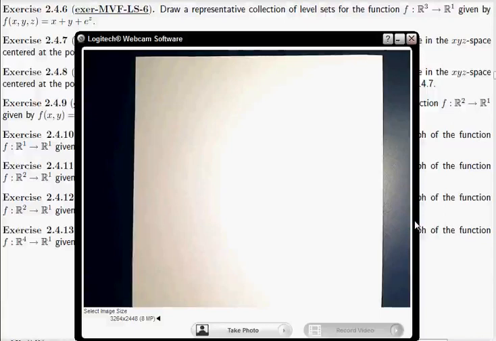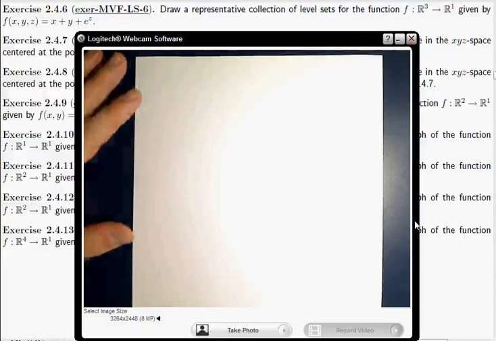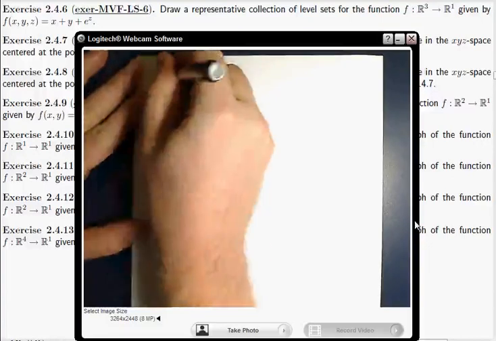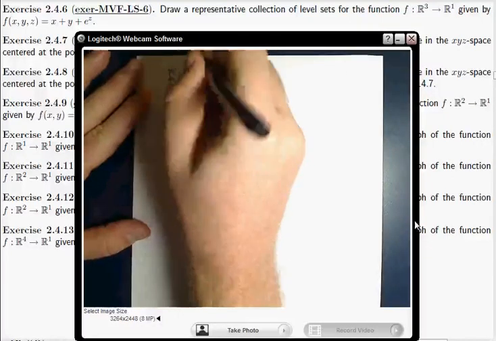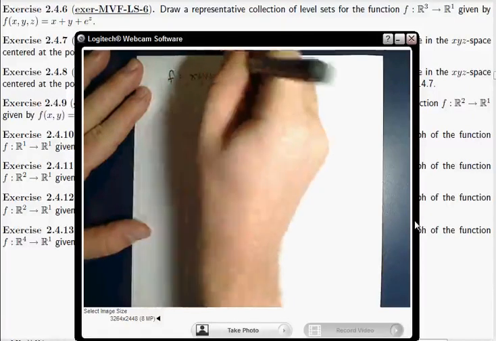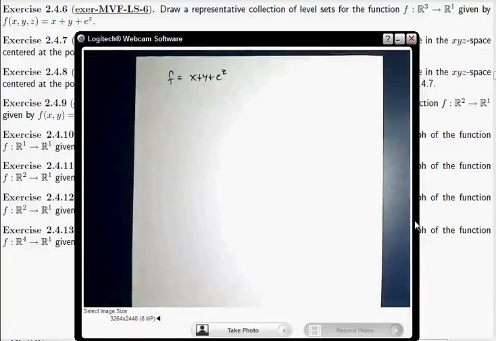Okay, so yeah, this one's going to have some art challenge to it. So let's look at level sets of this function f is x plus y plus e to the z. By the way, this is another one of these problems where we're going to be combining stuff from 2.4 with stuff from like 2.2. And here we go.